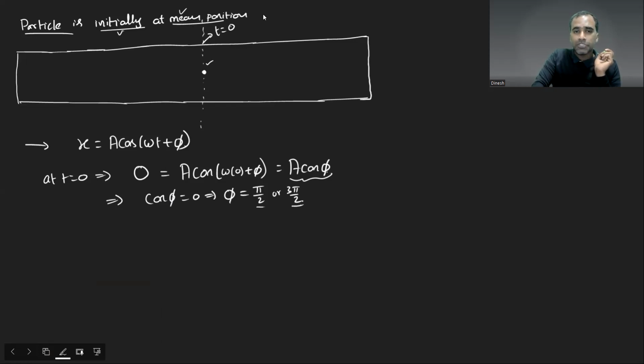Particle is initially at mean position, moving towards the positive direction, or positive x-axis. Now what is the phase? Can you tell me? With this, the ambiguity should be removed. So what is the phase? Because I told you that it is positive direction.